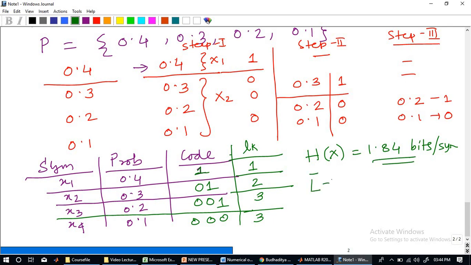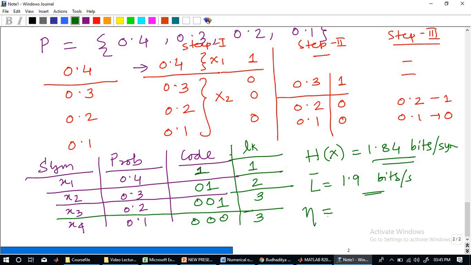Can anyone give me L average? Can anyone just give me the L average for this? 1.9, somewhere you have made a mistake. So it's like 0.4 multiplied by 1, 0.3 multiplied by 2, 0.2 multiplied by 3 and 0.1 multiplied by 3. Okay. So L average should come around 1.9 bits per symbol. Again the condition satisfies that L average is greater than or equal to HX. So that is also satisfied.